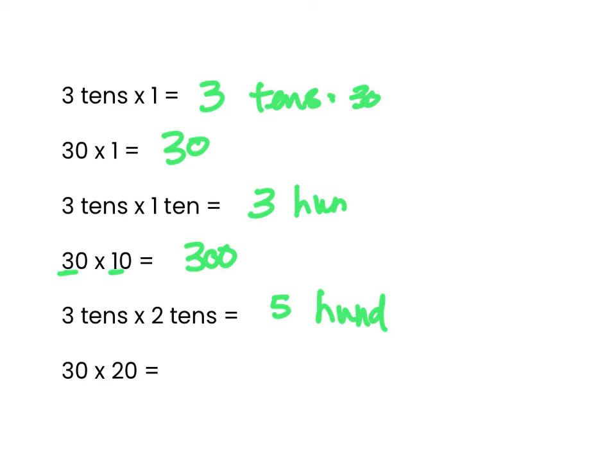I'm sorry, not 5, 6, I misadded. We get the 6 from multiplying 3 times 2. We get the 100 from 10 times 10, which is hundreds. So that's the same thing as saying 30 times 20, which is 600.